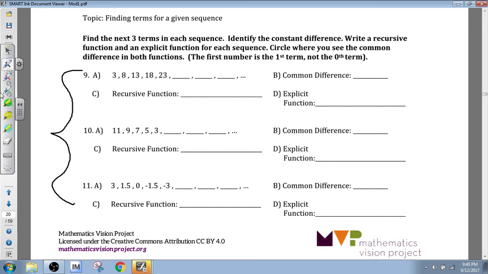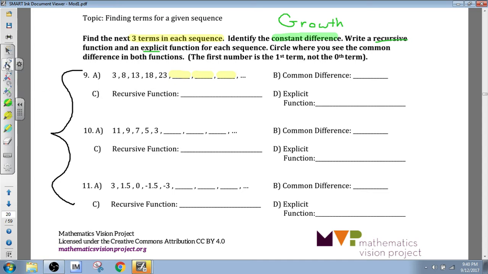It wants us to find the next 3 terms in each sequence. So we have to find the next 3 terms. And then it wants us to identify the constant difference, which I've been calling in class growth, because growth just makes more sense, but constant difference is the same thing. It's the amount that we're constantly increasing by. And then it wants us to write a recursive and explicit function. So let's go ahead and get started with just the things we have highlighted here.